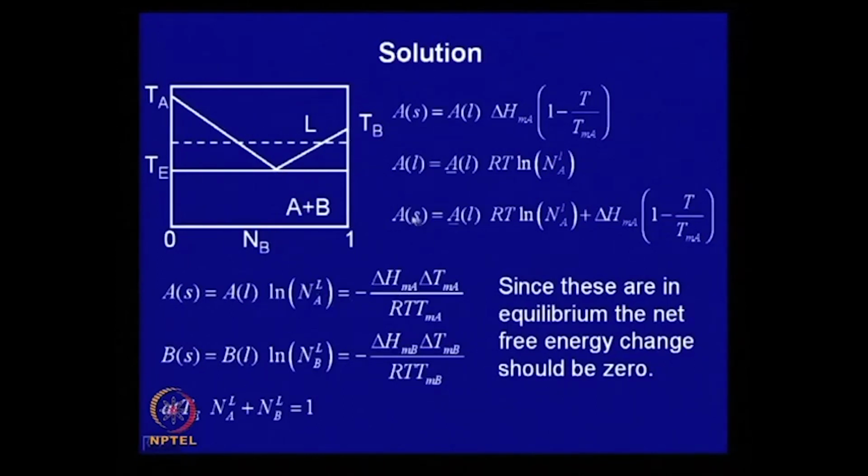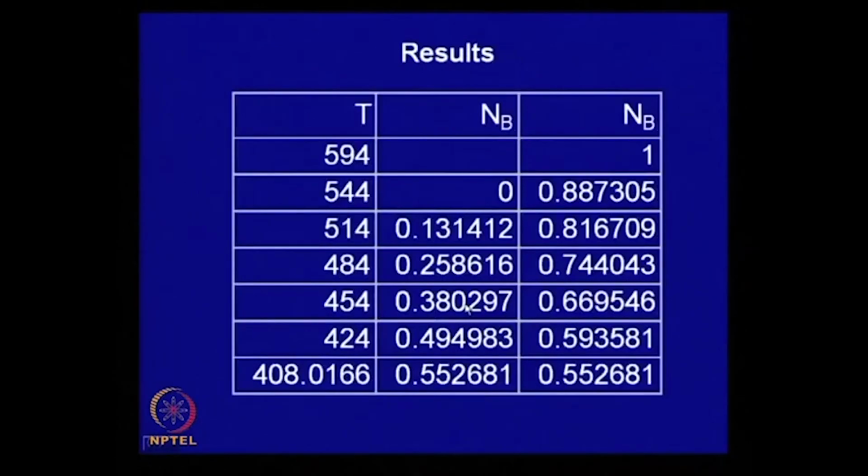And for this you can easily set it up in a spreadsheet, and these results are shown here in the next one. So, these are the different temperatures. This is the melting point of one of the two, which is the higher, and this is in degree Kelvin, and you calculate the atom fraction of B.